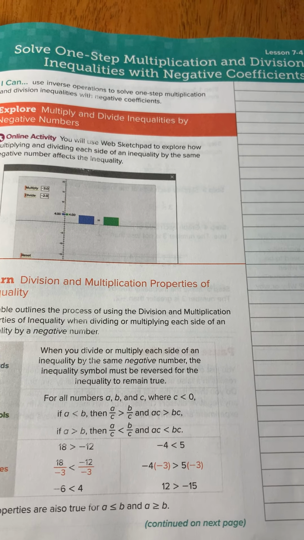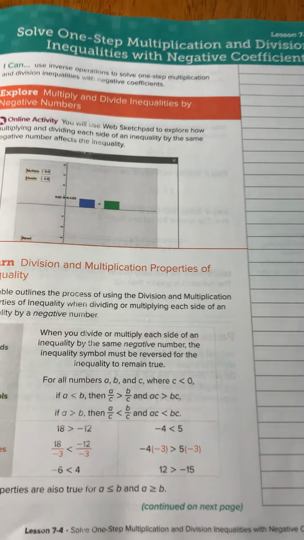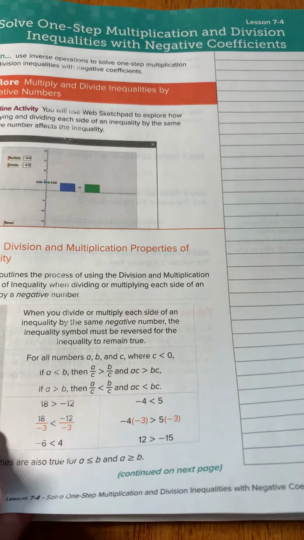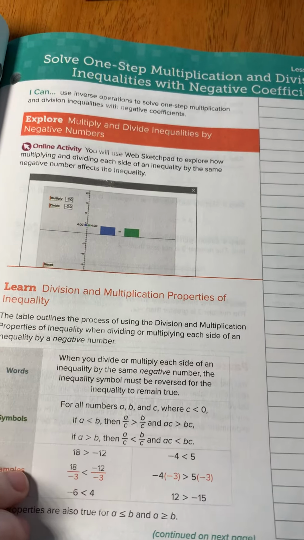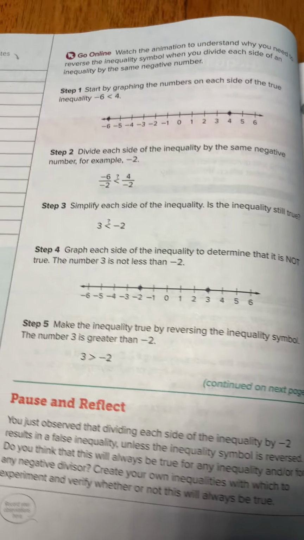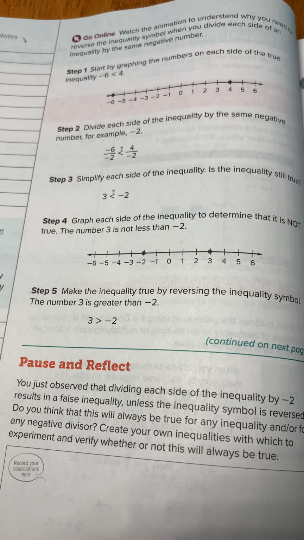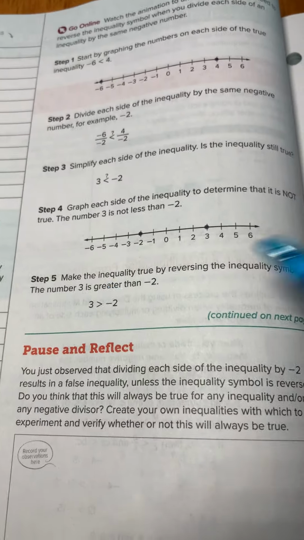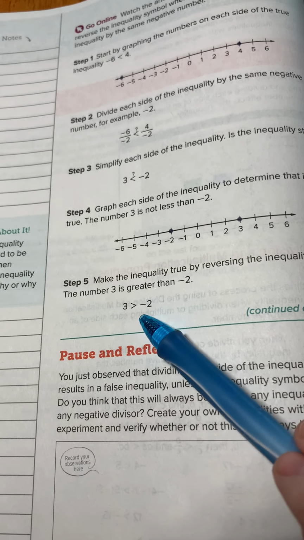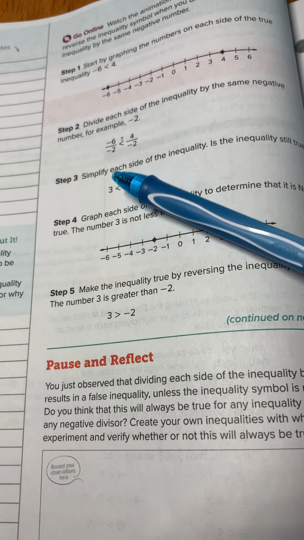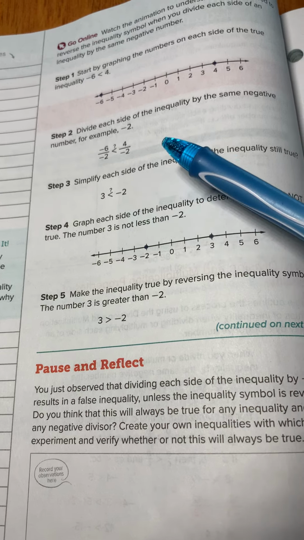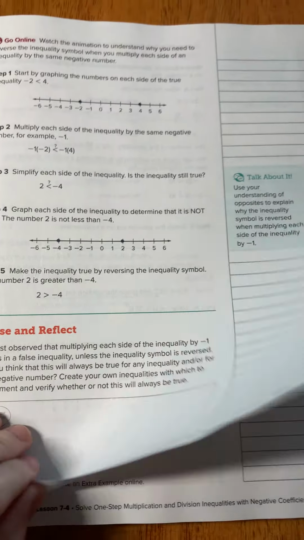This is one-step multiplication, division, inequalities with negative coefficients. So it's basically the same thing you did last time, but it has more negatives in it. Over here on page 358, it kind of gets a little confusing because they just show things like 3 is greater than -2. Well, yeah, okay. Is 3 less than -2? No, it can't be. And blah, blah, blah. We're going to jump ahead here and go to page 360.